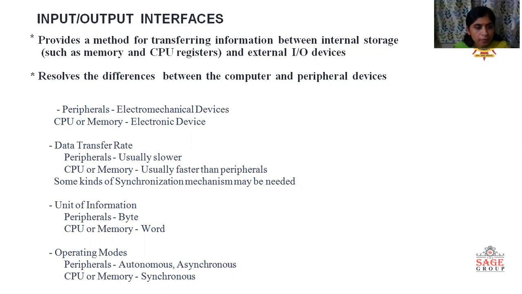The speed of peripherals is very slow, and the CPU and memories are fast. The generally used unit of information in the case of peripherals is the byte, and here it is the word. In the case of operating modes, the peripherals operate autonomously or asynchronously, and the CPU or memory operating modes are synchronous. Synchronous means there is a synchronization between the transmitter and receiver.